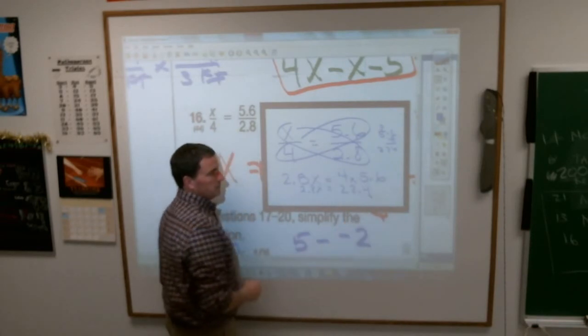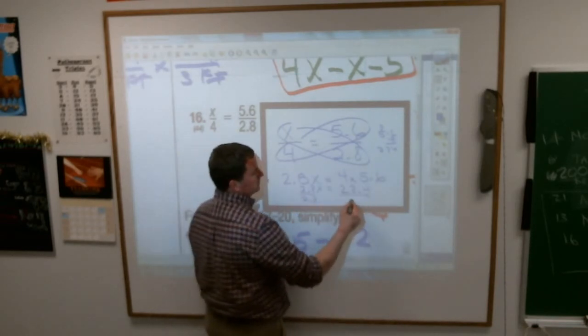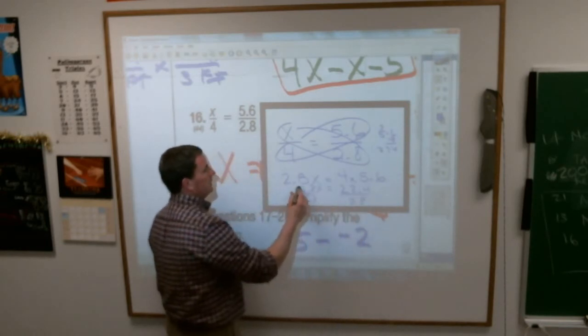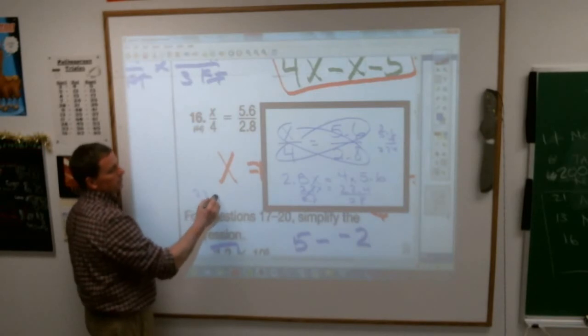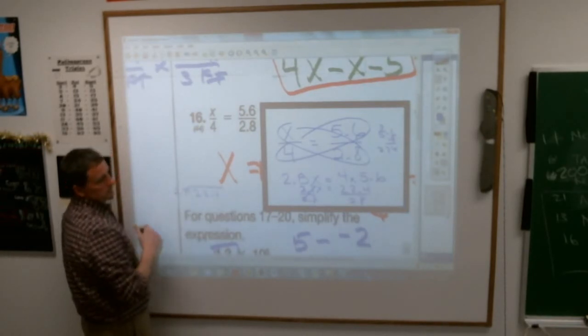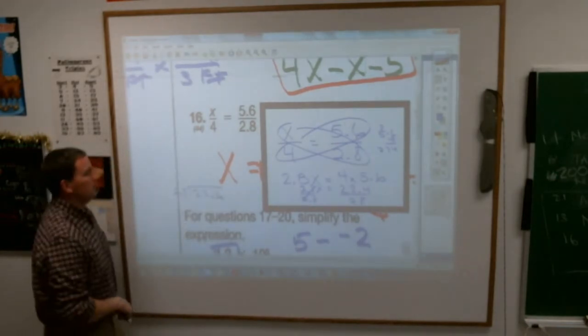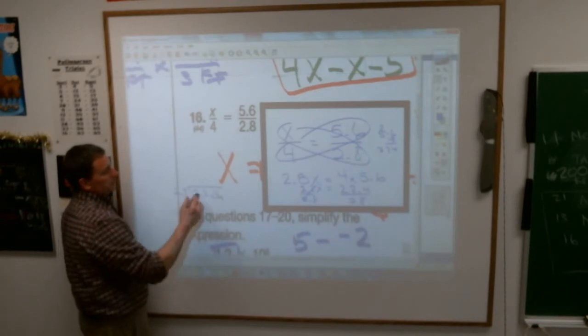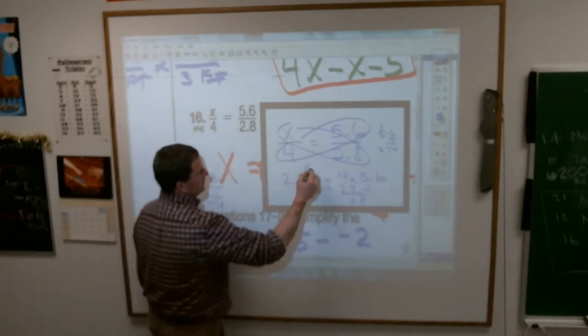And then your last step, just like the other equations, is to divide by 2.8. 22.4 divided by 2.8. Move the decimal, move the decimal. 28 into 224, looks like 8. 8 times that is 64. 16, 22. Excellent.